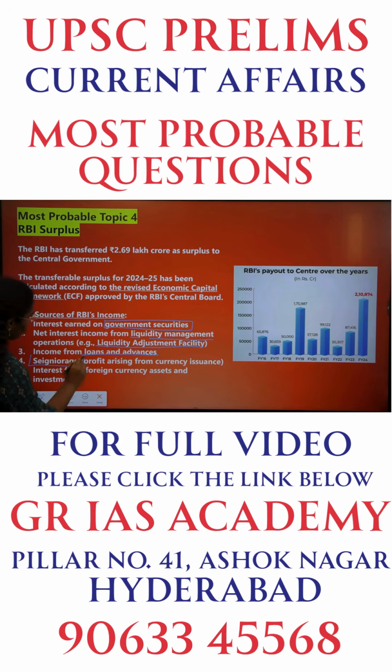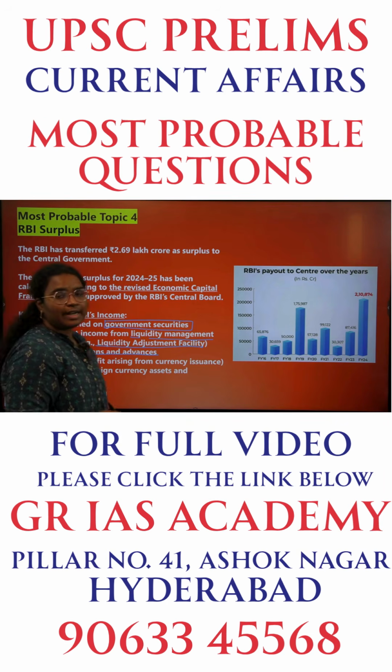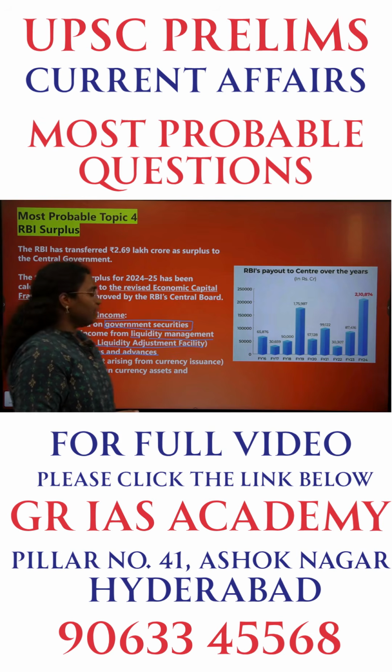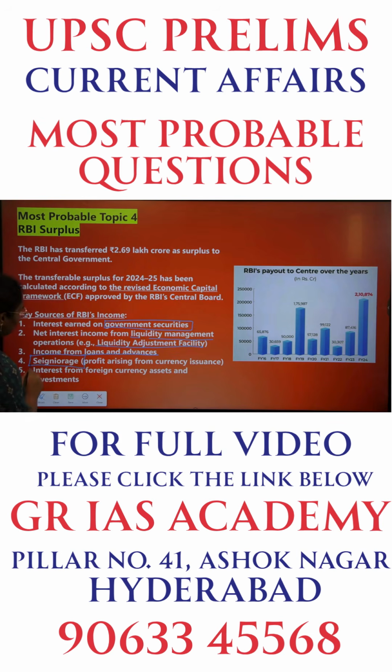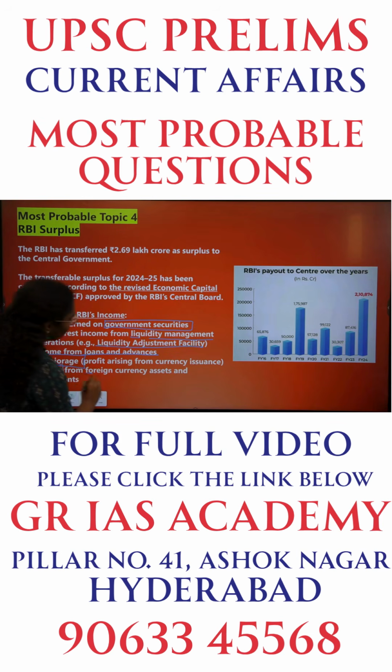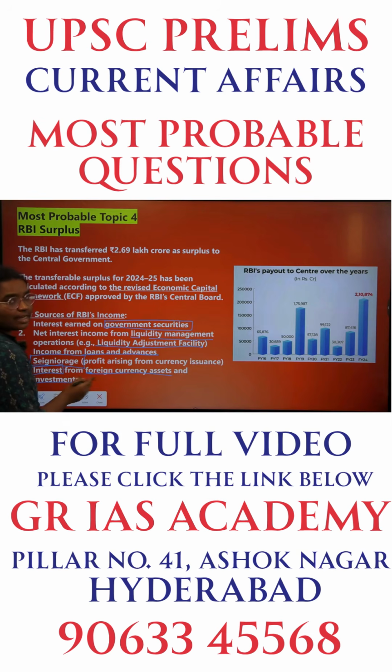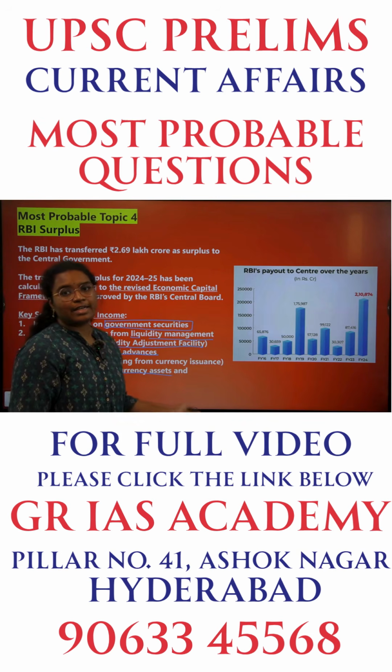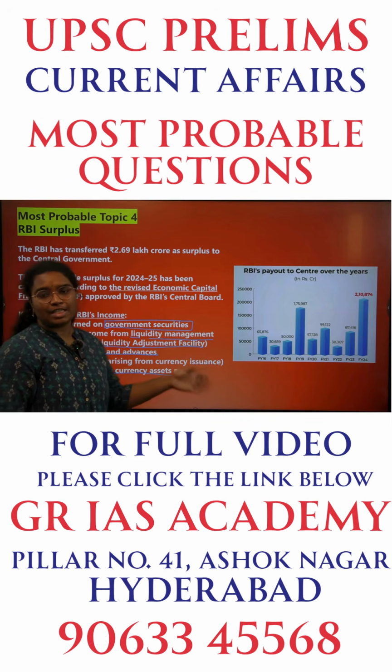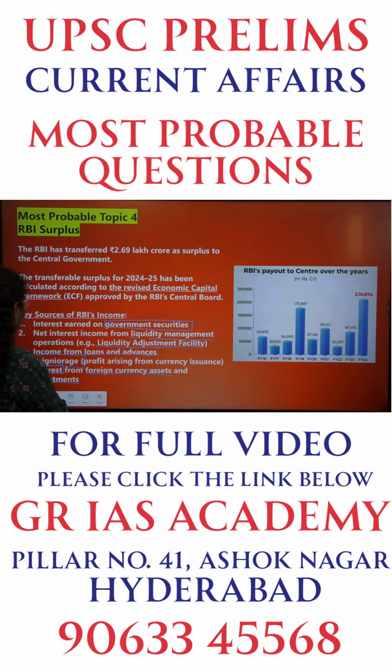RBI earns through seigniorage, that is, the profit it gets by printing currency. It also gets interest from the forex reserves or other foreign currency assets it maintains. So the profit generated through all these income sources would be transferred to the government.